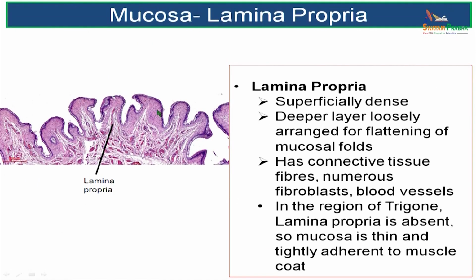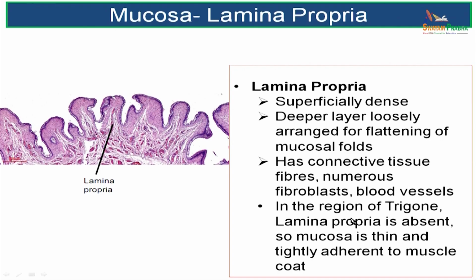Next to the epithelium is the lamina propria. Superficially it is dense. Deep layer is loosely arranged. Why is this arrangement like this? This is for flattening the mucosal folds. So, what does lamina propria contain? Like any other area, it has connective tissue fibers, numerous fibroblasts, blood vessels.